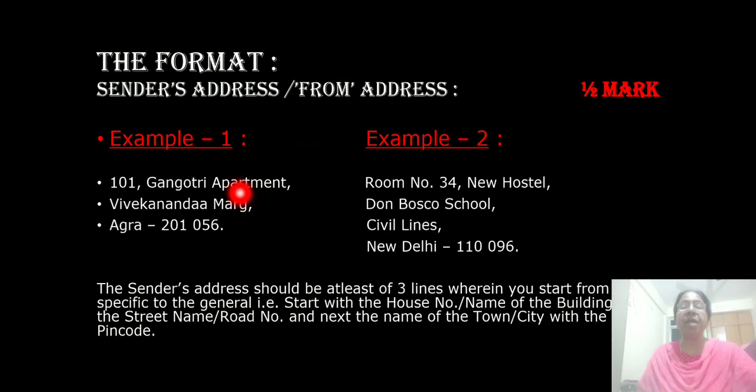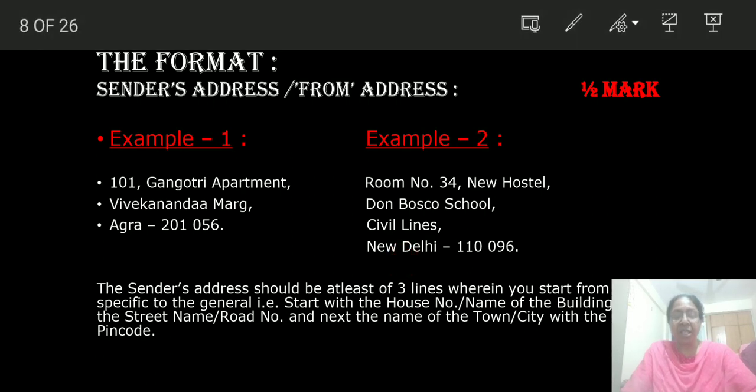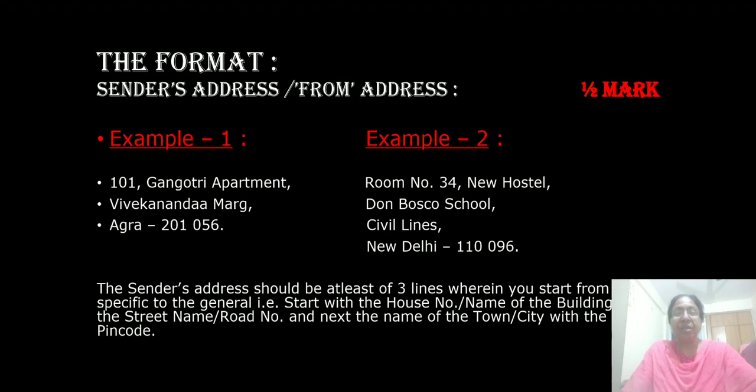101 Gangotri Apartment, Vivekanand Marg, Agra. So the address could be the address of your house, like in the first example, and the address of your school. You may be writing from a boarding school or a hostel. In that case, it could be the address of the school as shown in the second example. The most important thing you need to keep in mind is that it should have at least 3 lines, like in the first example.